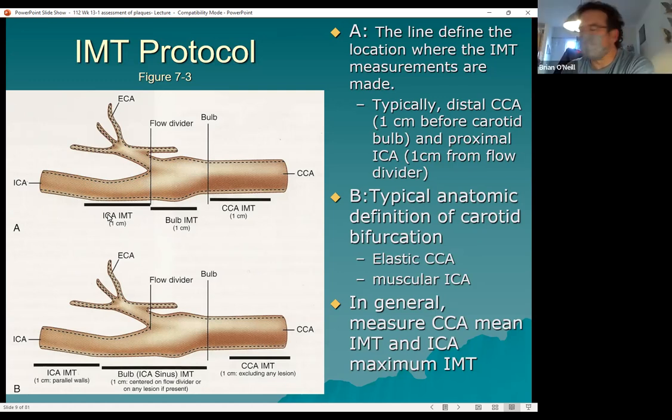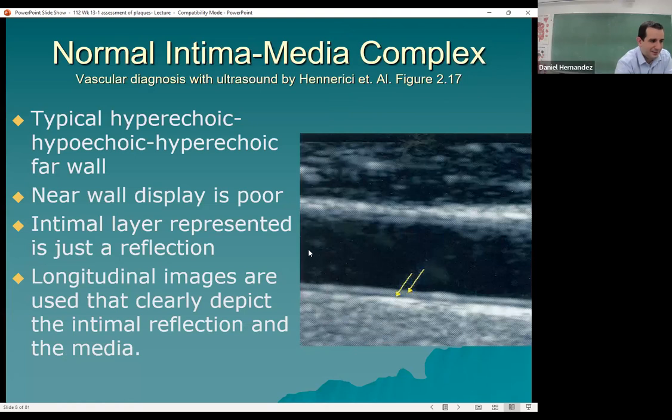So you're measuring from the bottom line to the dotted line, that very small measurement. So you would measure the intimal medial thickness, just the layer of that.